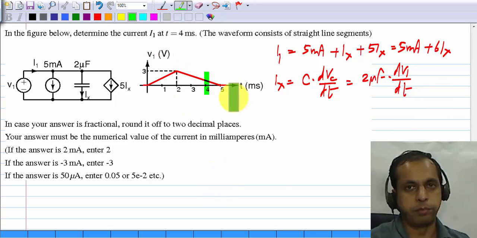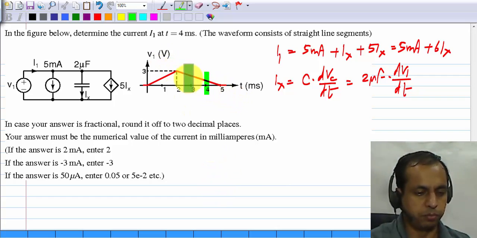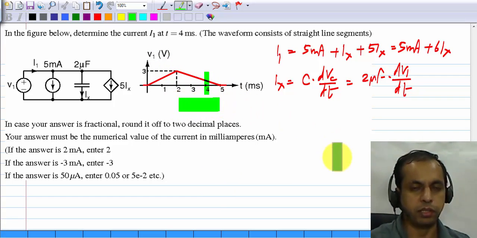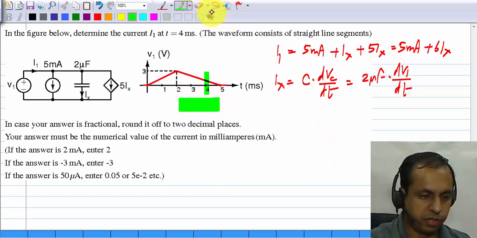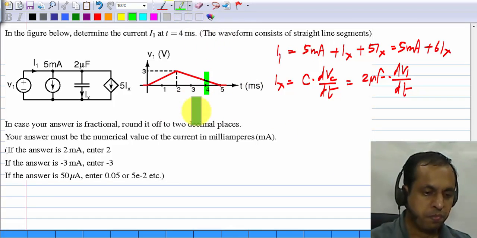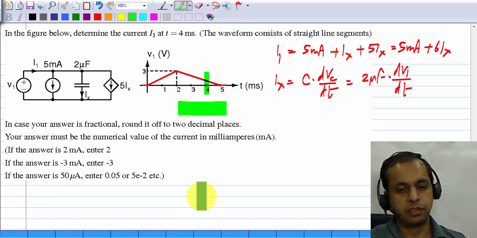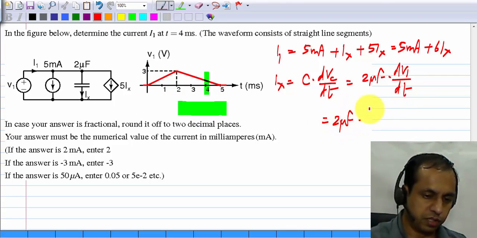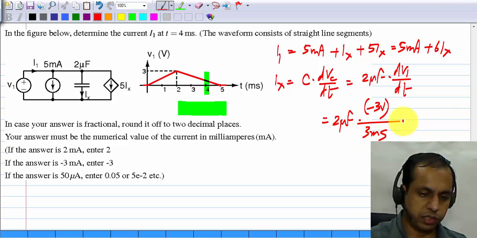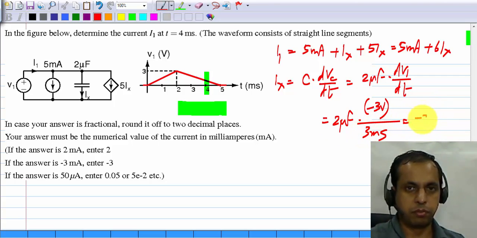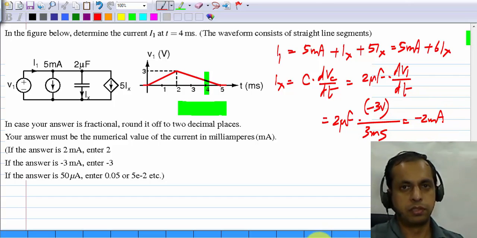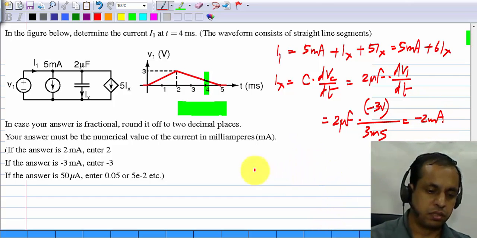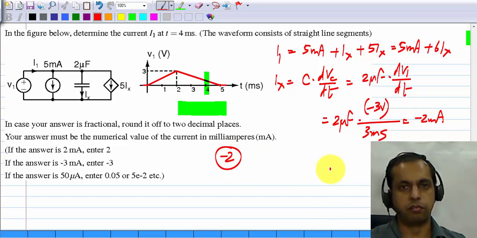So it's a straight line segment. You can see that on this segment it's falling by 3 volts over a period of 3 milliseconds. Okay. So this is 2 microfarad times dV1, minus 3 volts divided by 3 milliseconds. Okay, this is minus 2 milliamperes. So the answer is minus 2 milliamperes, or minus 2 for the numerical value.